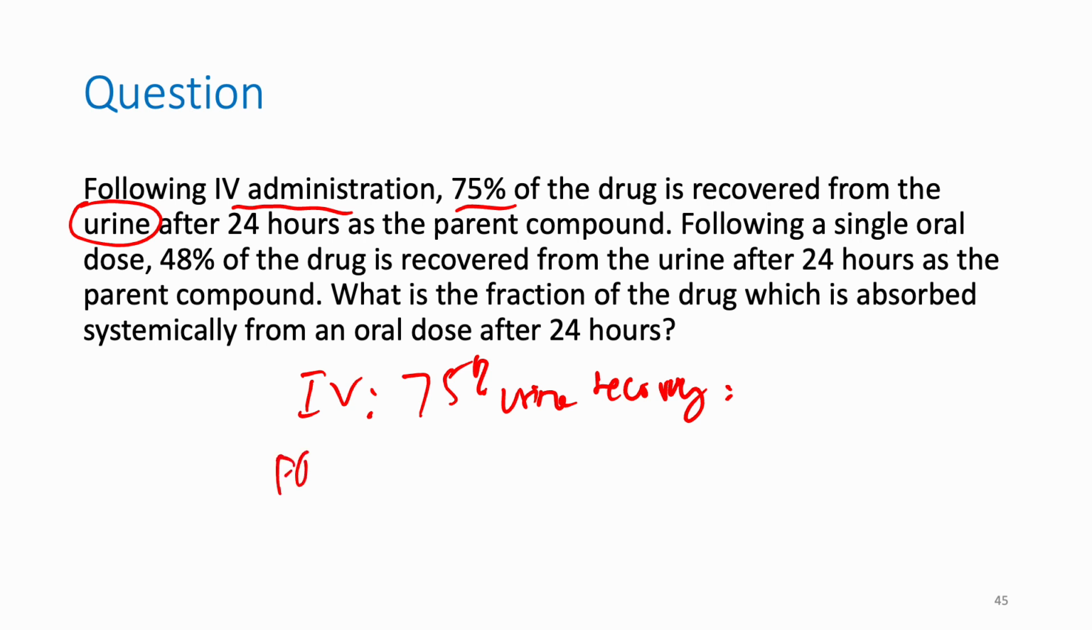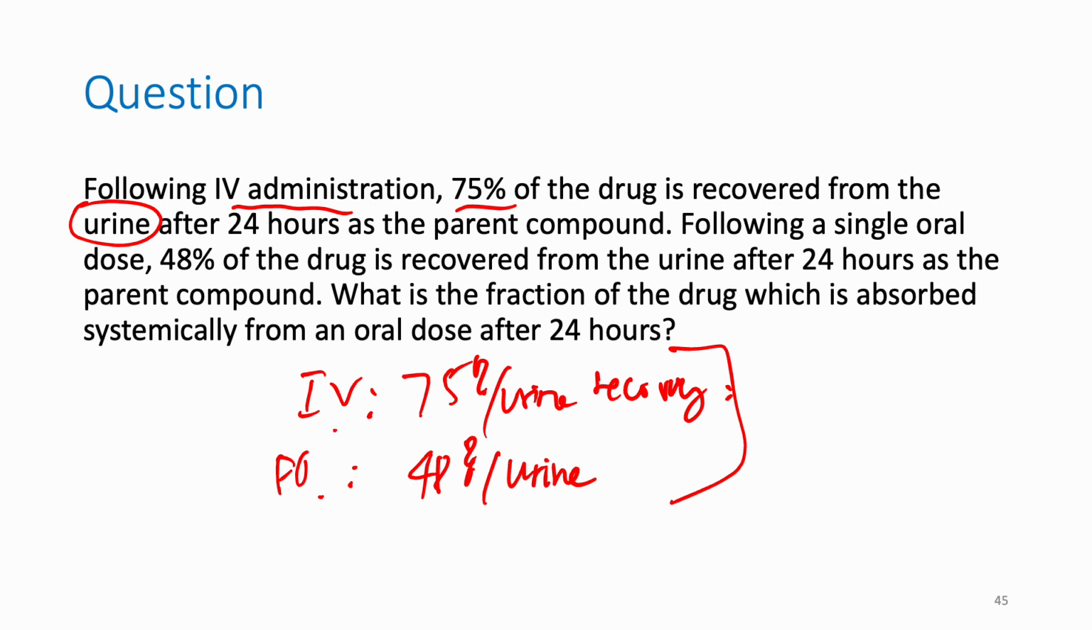But if you have oral, you have 48% of the drug in the urine as the parent compound. So the question here is, what's the fraction of the drug which is absorbed systemically? From the data here, you don't have any AUC. Technically, you don't know the absorption, but if you look at this data, it can indirectly help you predict the drug absorbed. So whenever you have urine data like this for an IV and a PO, it seems like you compare the absolute bioavailability of the oral to the IV.